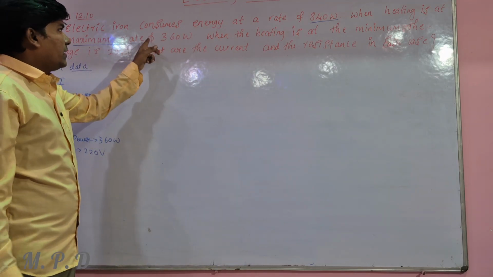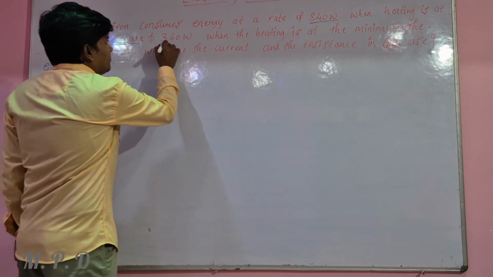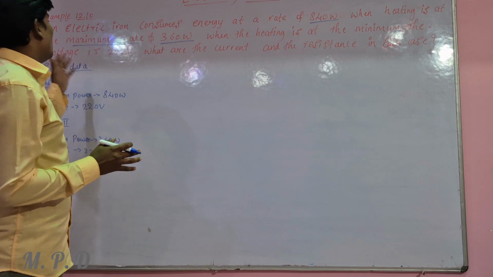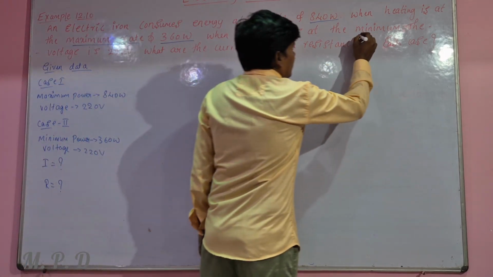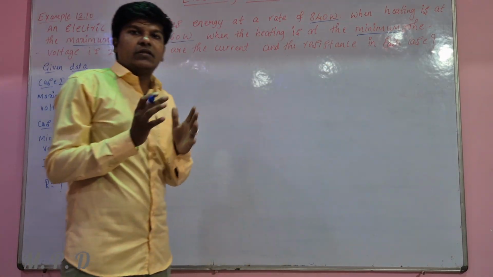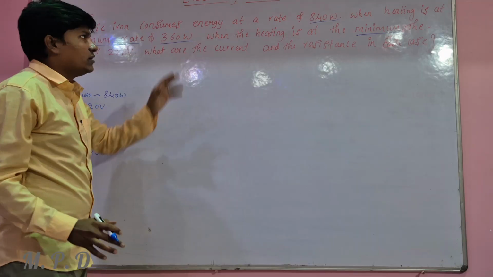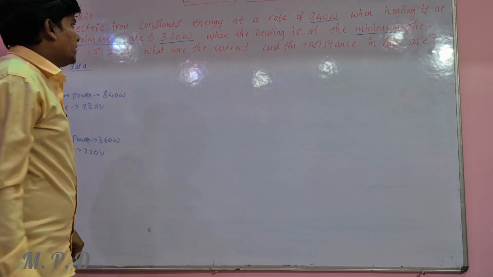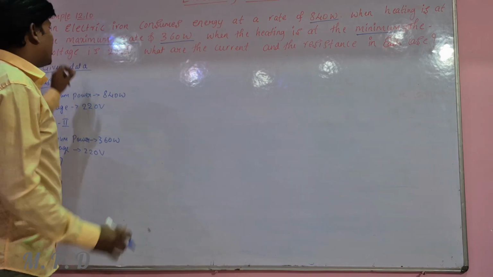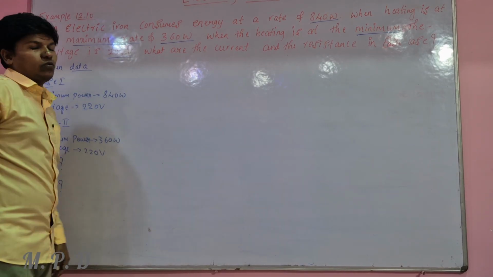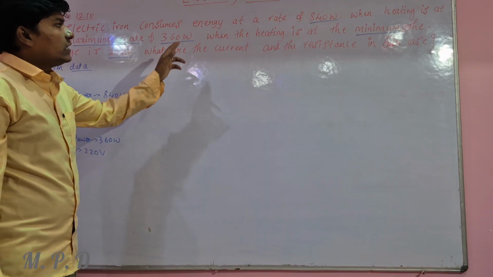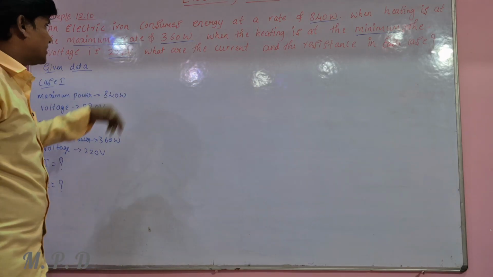Then 360 watt when heating is at the minimum. When the iron box is at minimum, it takes power of 360 watt, and at maximum it takes 840 watt. The voltage is 220 volt. Then what are the current and the resistance in each case?